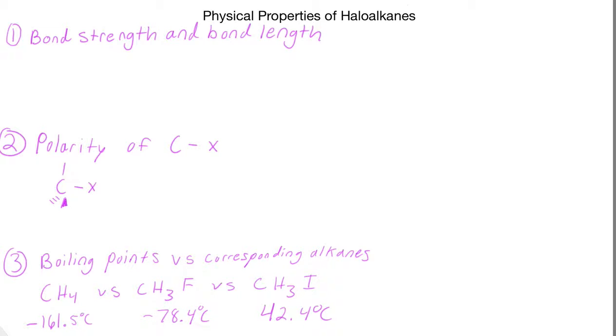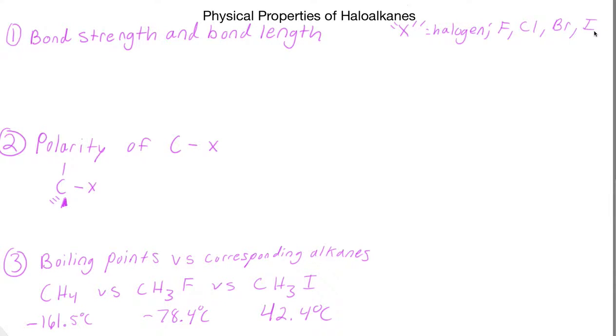Well, there's three main points I want to discuss in this video, and that is bond strength and bond length, the polarity of the C-X bond, and the boiling points versus their corresponding alkanes. Now, what in the world is X? X is just the symbol for halogen. So this is just halogen, and that could be fluorine, chlorine, bromine, iodine.